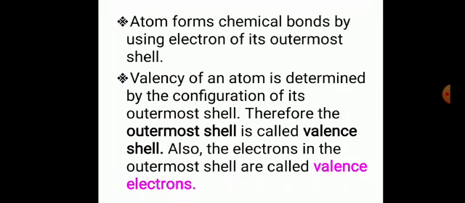Clear to you all? For example, in sodium atom there are 3 shells, K, L and M. M shell is the outermost shell and M shell is called the valence shell, and there is only a single electron in the valence shell, that is 1. So valency of sodium is 1. So the number of valence electrons is going to determine the valency of that particular element.